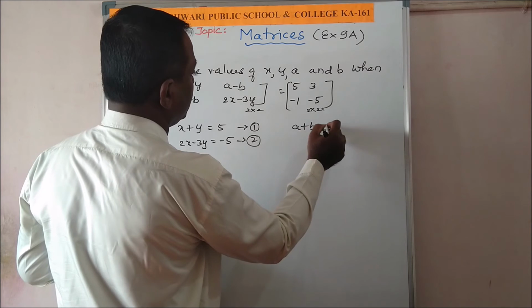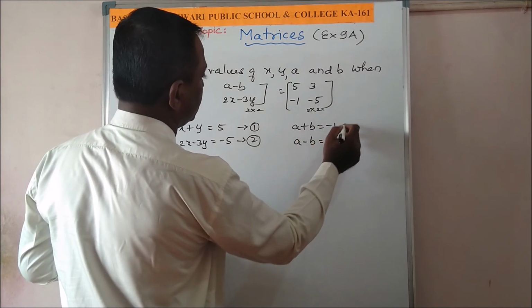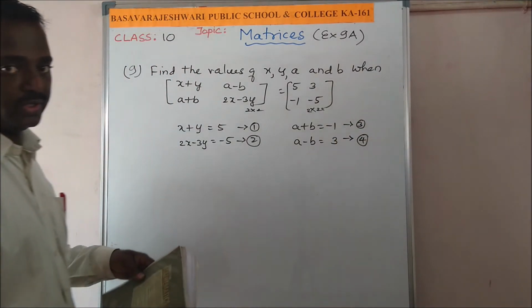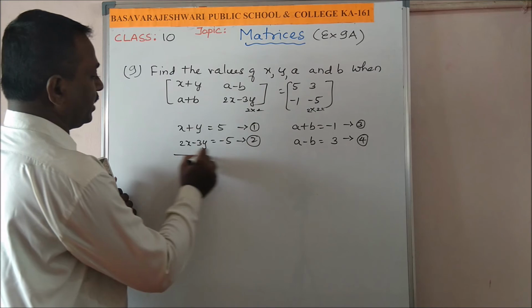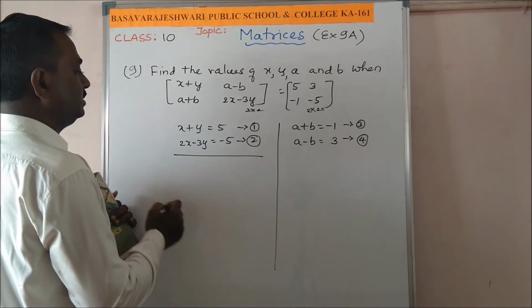Two more equations I can take. a plus b is equal to minus 1, a minus b is equal to 3. Equation 3, equation 4. Like that we can make separate equations. Solve for x and y.